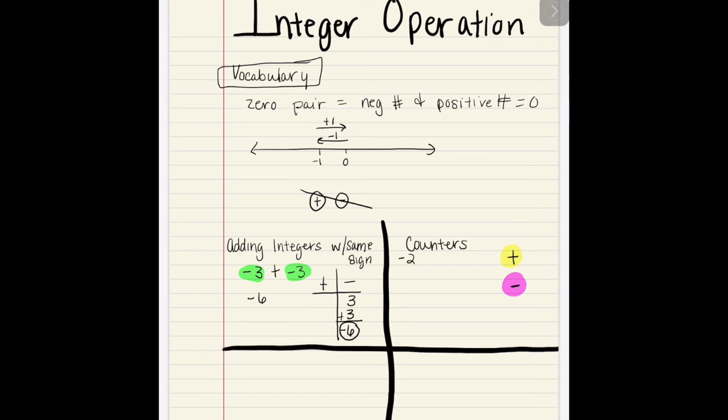So if we have the problem -2 plus -3, that means we have to put two negative counters down first. So that's 1, that's 2. And then we're going to add 3 negative counters at the bottom. So that's 1, 2, and 3. And combined all together, it is -5.